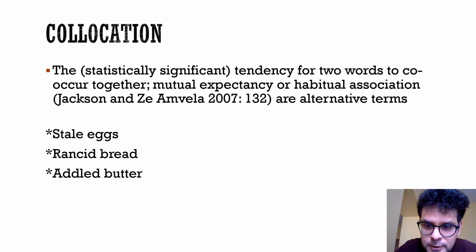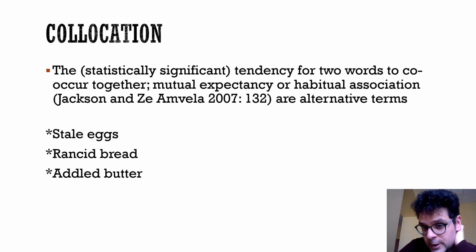So let's see what a collocation is. It can be defined as the statistically significant tendency for two words to occur together. It is also known as mutual expectancy or habitual association. And of course, these are alternative terms that you can find, for instance, in Jackson and Zhang Ze.